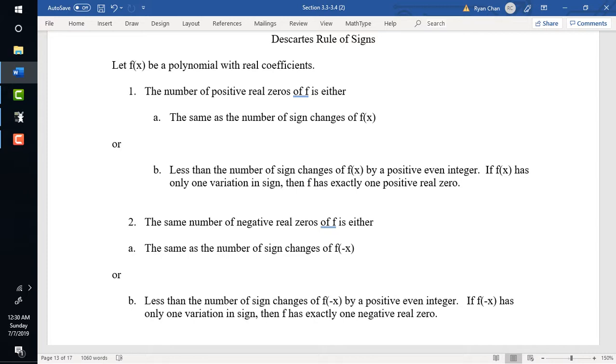If I have, say, 5 sign changes, then I could have 5 positive zeros, or 3, or 1. So you see that they're going down by 2s. If I have 8 sign changes, then I could have 8 positive zeros, or 6, or 4, or 2.